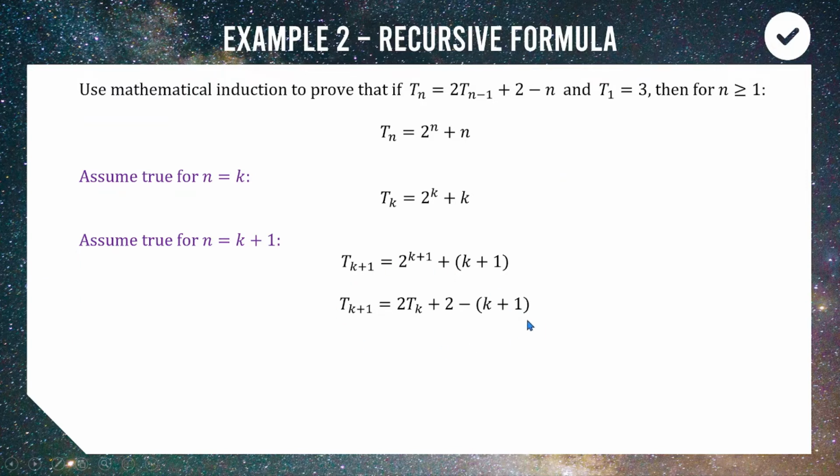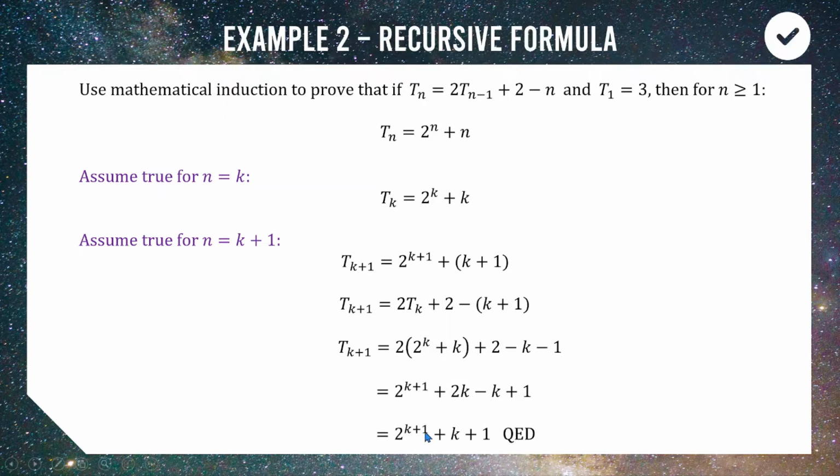Now we're going to use our assumption where we use that the kth term is equal to 2 to the k plus k, so we're going to substitute this into right here. So 2 times 2 to the k plus k plus the rest. Now if we expand this out, 2 times 2 to the k is going to give us 2 to the k plus 1, because we've got 2 to the 1 times 2 to the k. We've got 2k here, we've got the 2 minus the 1, we can just write as plus 1, and the minus k just chilling. Now if we fully simplify it, we end up with 2 to the k plus 1, 2k minus k is just k, and then you've got a plus 1, and if we look at our target, that's what we were trying to find.